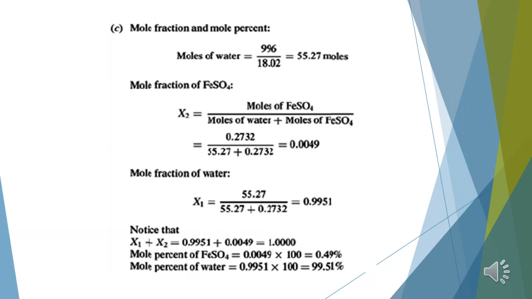Now if we want to calculate the mole percent of ferrous sulfate, we simply multiply the mole fraction by 100. If we want to calculate the mole percent of water, we also can do it by multiplying the mole fraction of water by 100. So in this case we'll get 99.51, that's the mole percent of water, while the mole percent of ferrous sulfate is 0.49%. So that's the way of calculating the mole fraction of the different constituents of the solution, and also how to calculate the mole percent of the ingredients included in the solution.